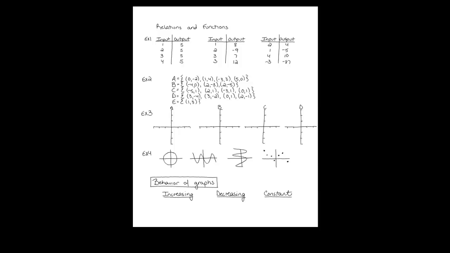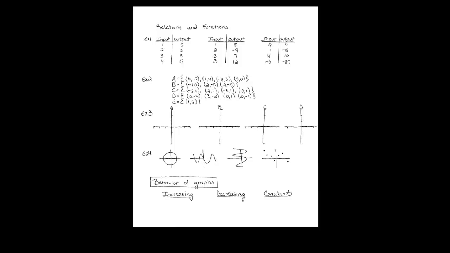Now you may want to circle or underline these words on your paper. Every input has exactly one output. That is what makes a function. So moving down to example one, a way of representing a function is by a table of values. Here we have three relations listed, and we need to decide whether or not they are also functions.